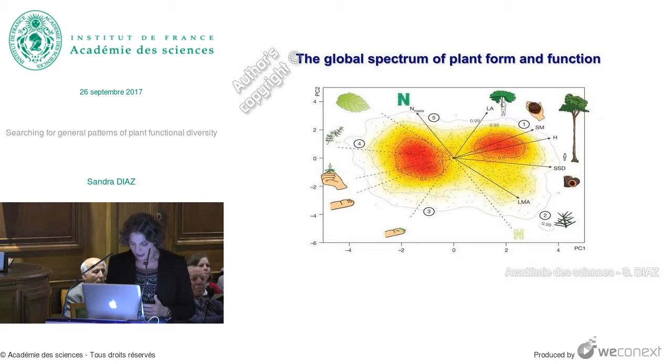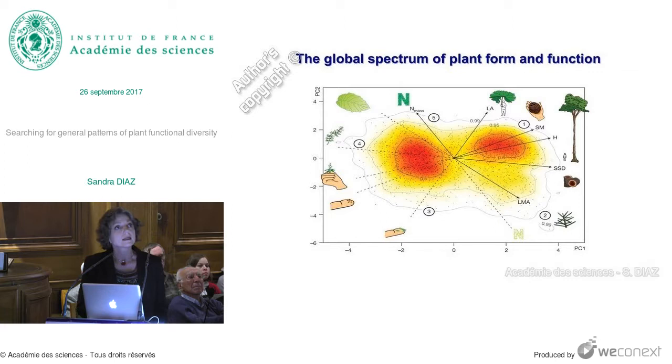In this plane, each little dot represents a species. One species is shown only once in this plane, and the vectors represent the loading, the importance of the different traits in defining the plane. And the icons represent the lowest and highest extremes of the vectors. So for example, this one goes from tiny plants all the way to really tall plants. This vector indicates tiny leaves, very large leaves, very low nitrogen in the leaves, very high nitrogen content.